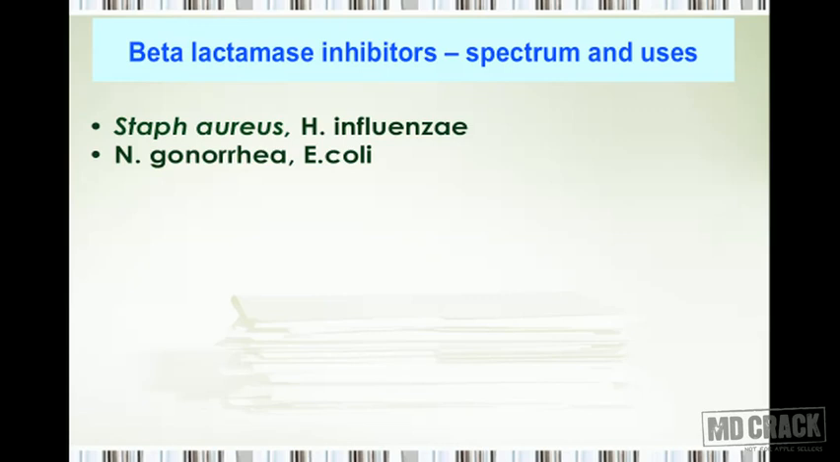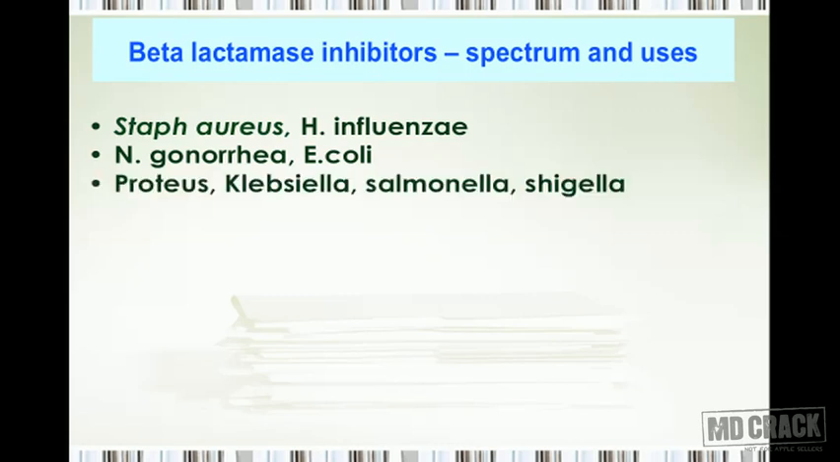Let's move on. Beta-lactamase inhibitors are used for some particular infections. Number one is Staphylococcus aureus. We have been talking much about Staphylococcus, which is known to produce beta-lactamase enzyme, and H. influenzae. It's also useful against the resistant Neisseria gonorrhoeae, which are producing beta-lactamase, as well as some E. coli, which are known to produce beta-lactamase. Then Proteus, Klebsiella, Salmonella, Shigella are also becoming resistant by producing beta-lactamase.